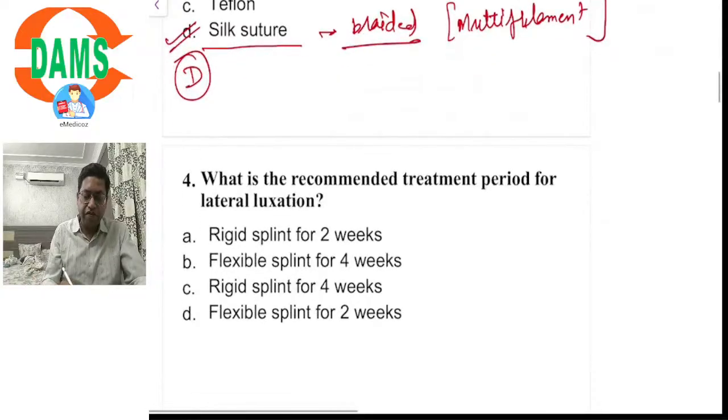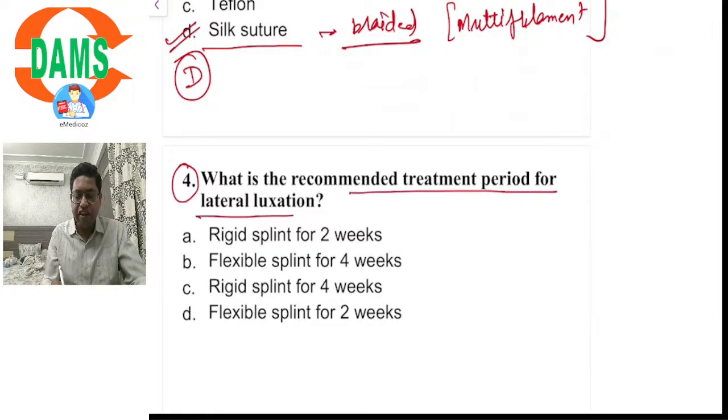Okay. Question number 4. What is the recommended treatment period for lateral luxation? Lateral luxation is a type of concussion injury where the tooth is displaced either labially, lingually, mesially, or distally. Okay, it is basically lodged into one of the walls of the socket bones. So the options are rigid splint for 2 weeks, flexible splint for 4 weeks, rigid splint for 4 weeks, and flexible splint for 2 weeks.